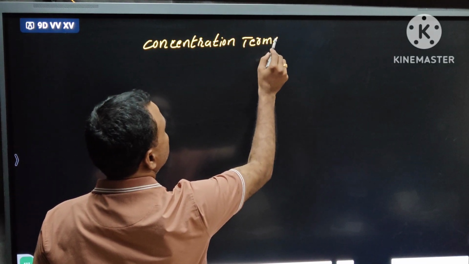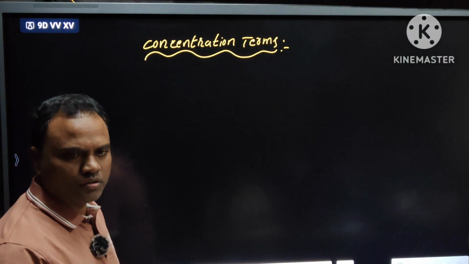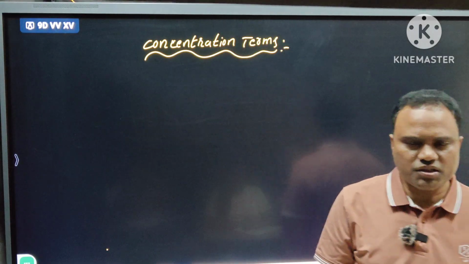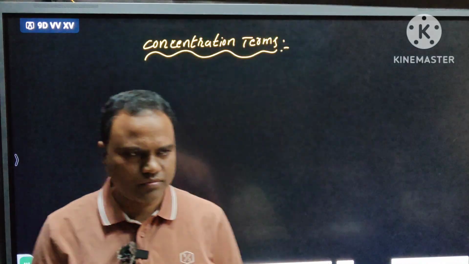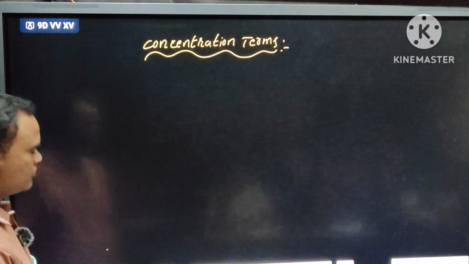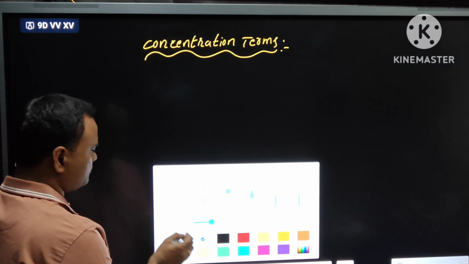Concentration terms. In second year physical chemistry, this is the first part of the solutions lesson. Concentration terms are also a basic concept for other chapters.